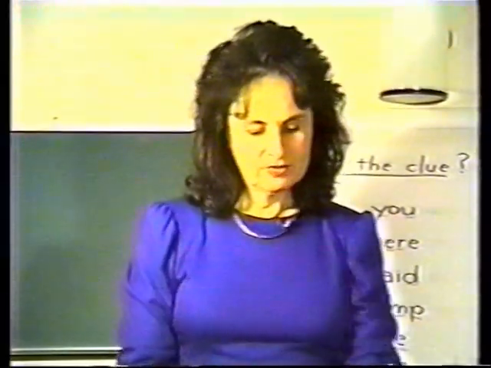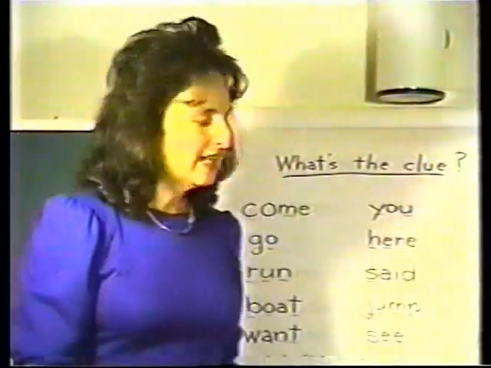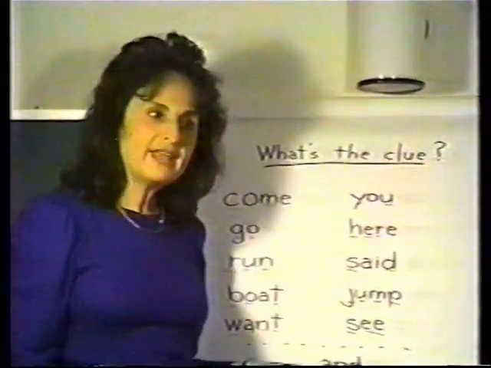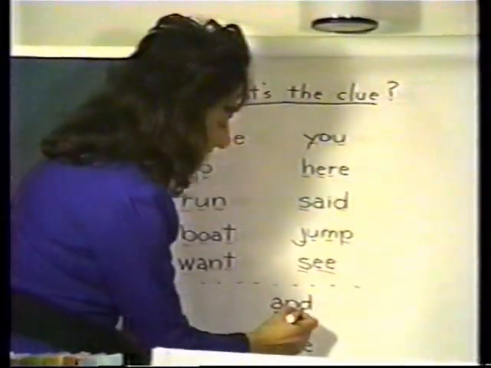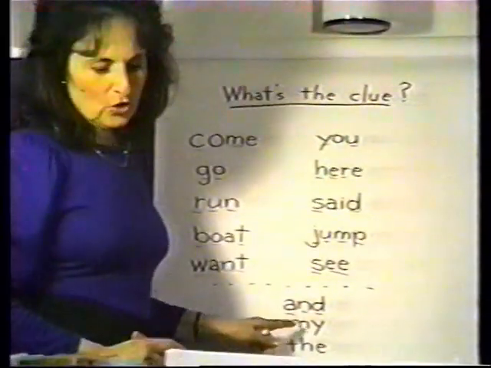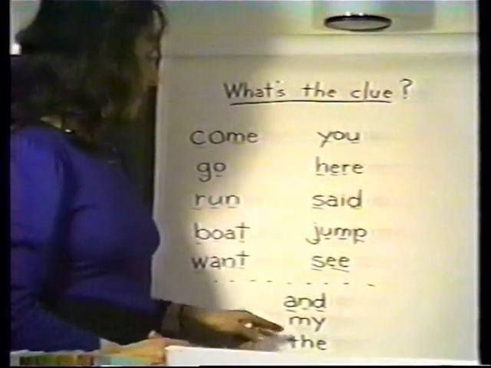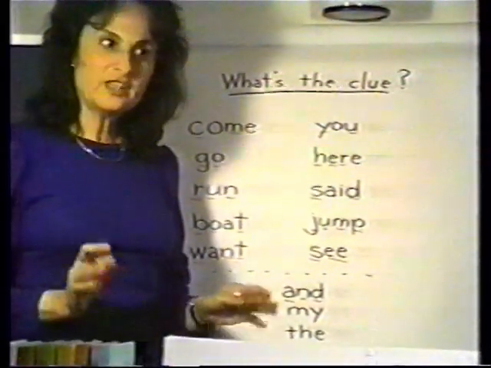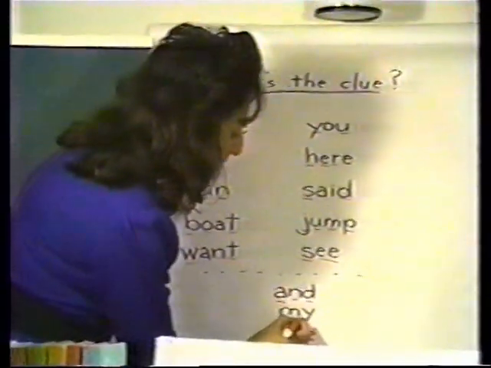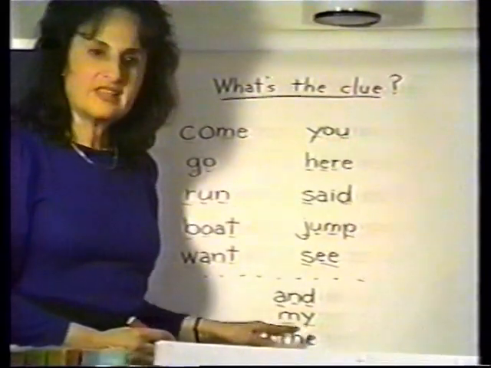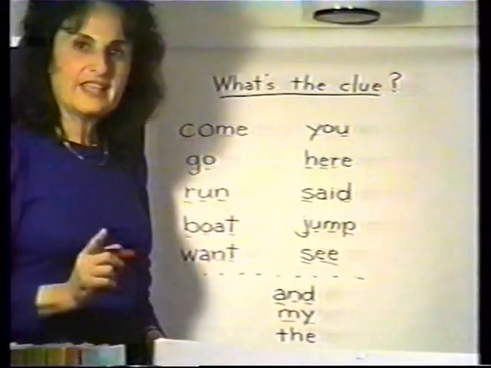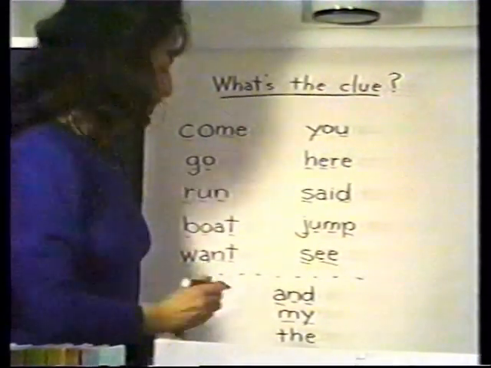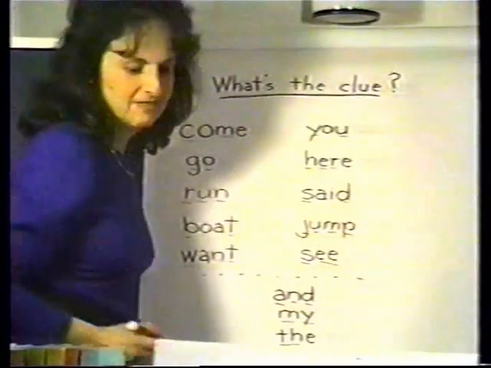For example, this word is and, as in give me bread and butter. What's the clue? And. This word is my, as in that is my book. What's the clue? I. Y on the end says I. This word is the, as in see the cat. What's the clue? The. Let's see how this all works out.